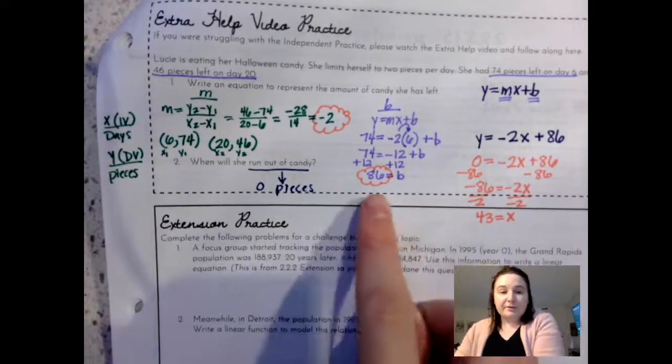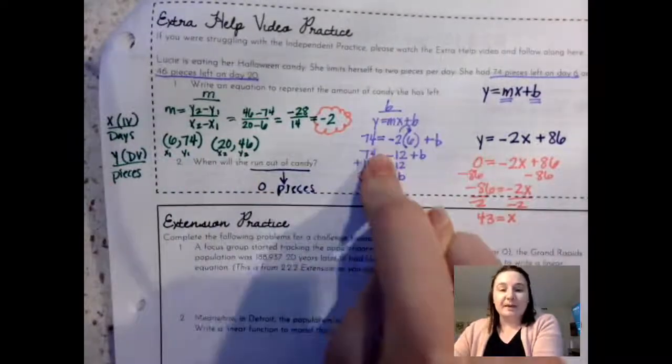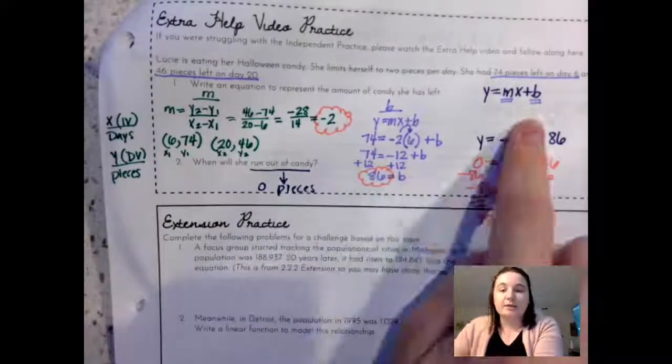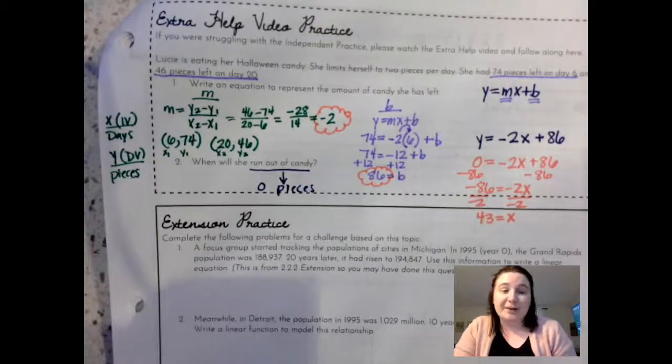So the bulk of this, I know it looks like a lot, but you know how to find m, you know how to find b. It's just taking those two things separately and putting them together into an equation, and then being able to use that equation from there. I hope this video helped.